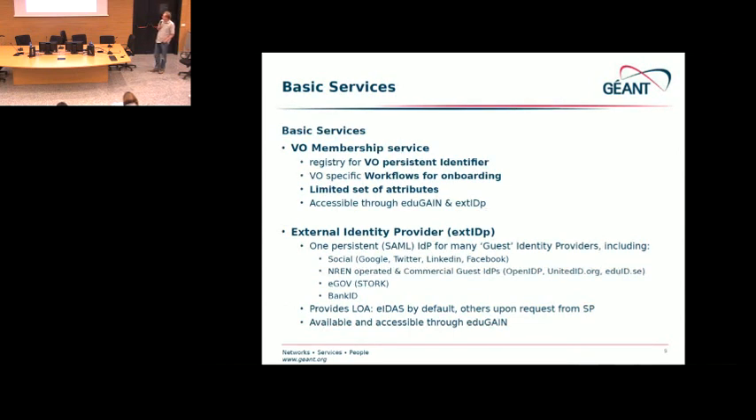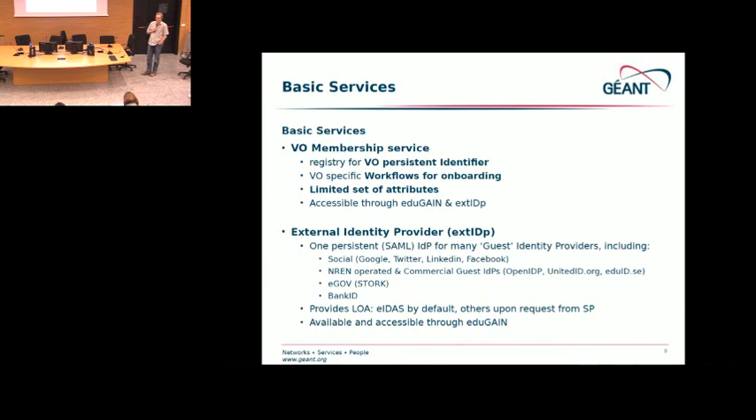It's a basic service, so we will only deal with a limited set of attributes, also to basically reduce the risk for the actual operator of the platform. And this service will become available through eduGAIN and through the XIDP. Now you're wondering, what's the XIDP? Well, that's actually the other service that we plan to run.